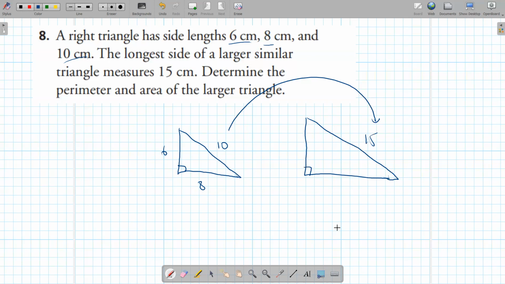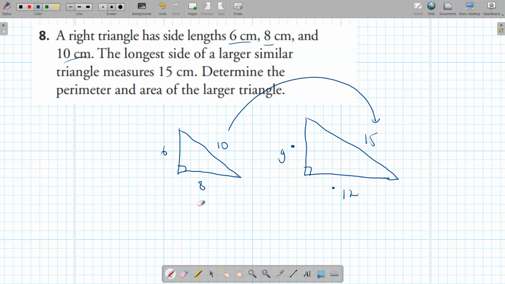What do you multiply by 10 to get 15? 1.5. Yes, 1.5. So what's this side going to be? The bottom side is going to be 12, and the other one is 9. Exactly. And the question's asking us to determine the perimeter and the area of the larger triangle.